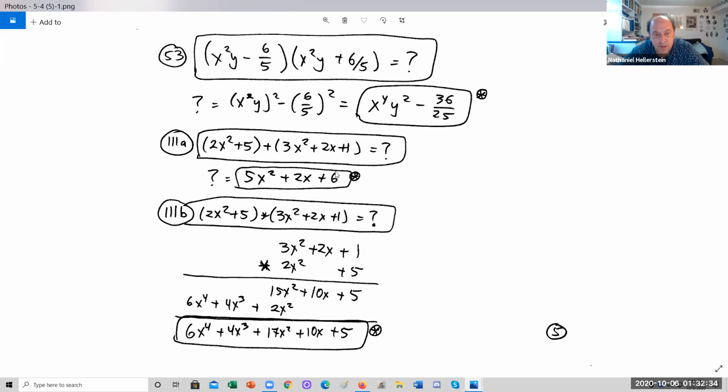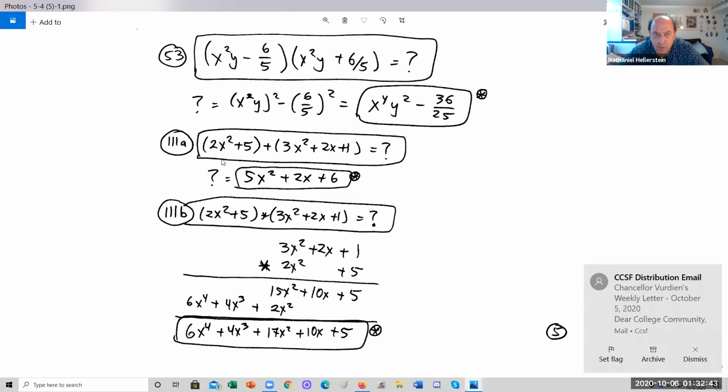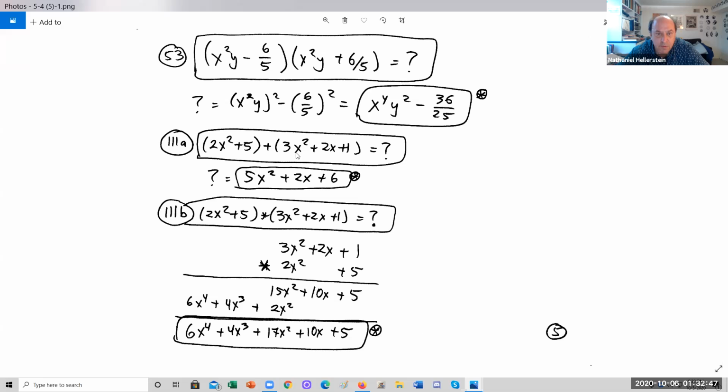Now here they just asked to, 111a and b, we have the same two polynomials. Here we add them, here we multiply them. 2x squared plus 5 and 3x squared plus 2x plus 1. Now we add like terms. 2x squared plus 3x squared is 5x squared. 2x is alone here, so plus 2x. 5 plus 1 makes 6. 3x squared plus 2x plus 6.